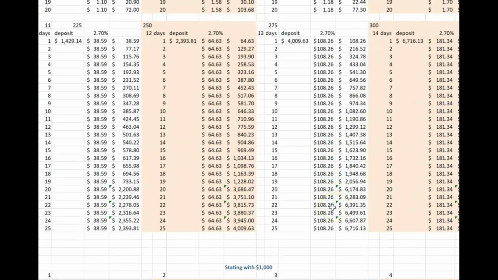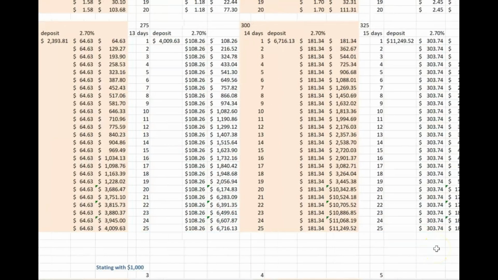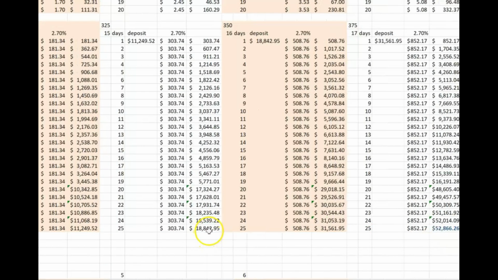And that is good because it means that you can now invest at a higher level. So if we look at it now, we take that $1,429, you're now getting 2.7%, and with your money back, that turns into $2,300, $4,000, $6,700, $11,249, $18,800, $31,561, and finally $52,866.26.